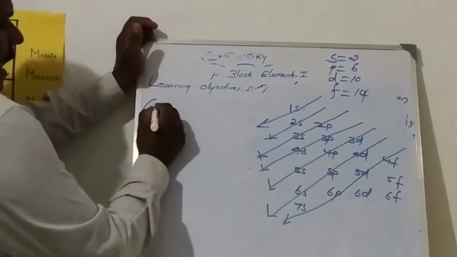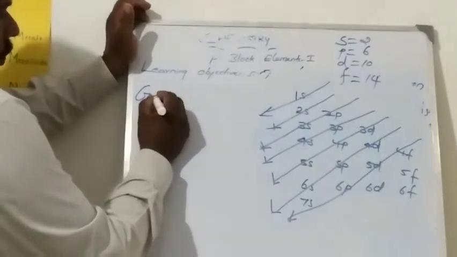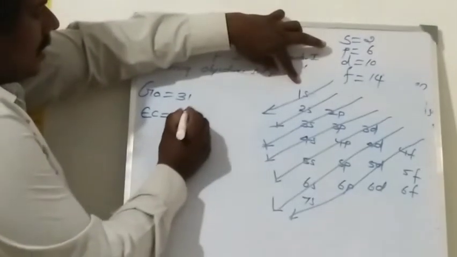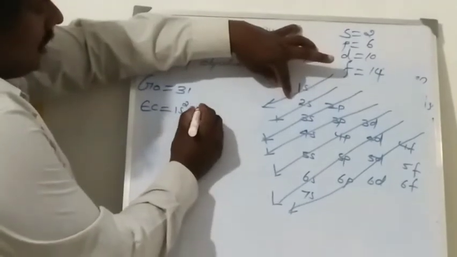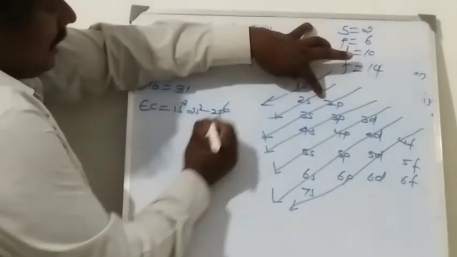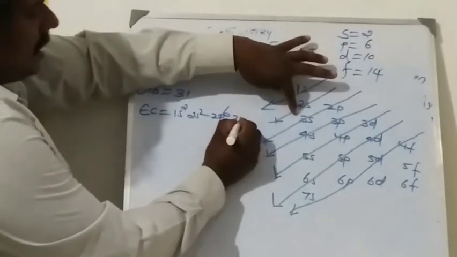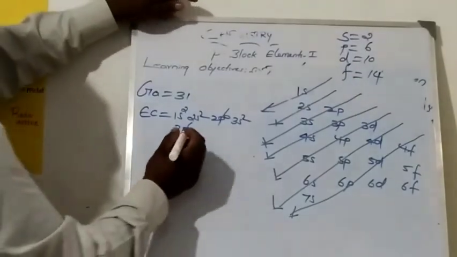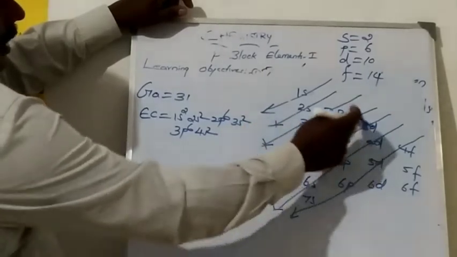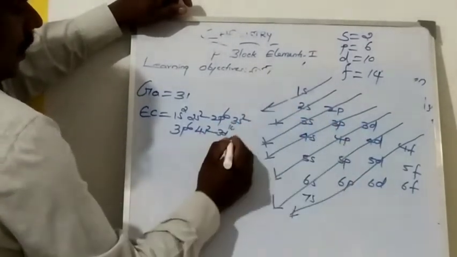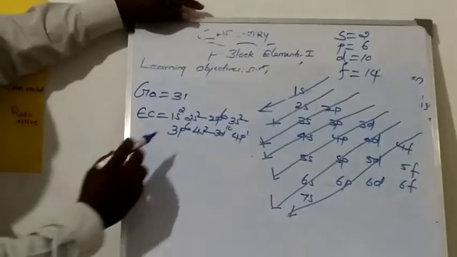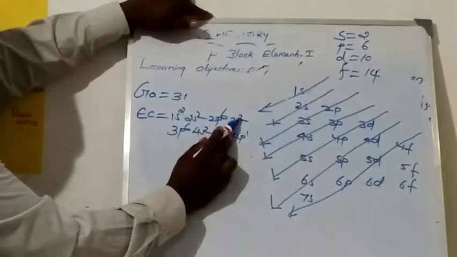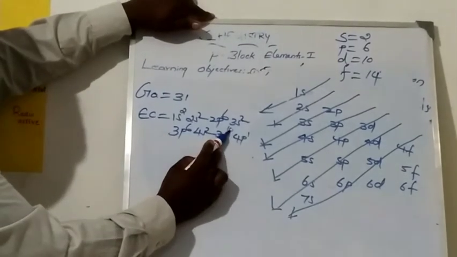Atomic number of gallium, Ga, is 31. Electronic configuration starts with 1s2, 2s2, 2p6, then 3s2, next 3p6, 4s2, next 3d10, 4p1. Now count: 2 plus 2 is 4, 10, 12, 18, 20, 30, 31.